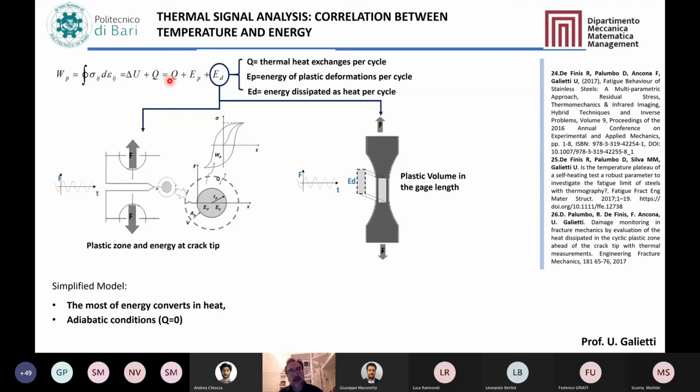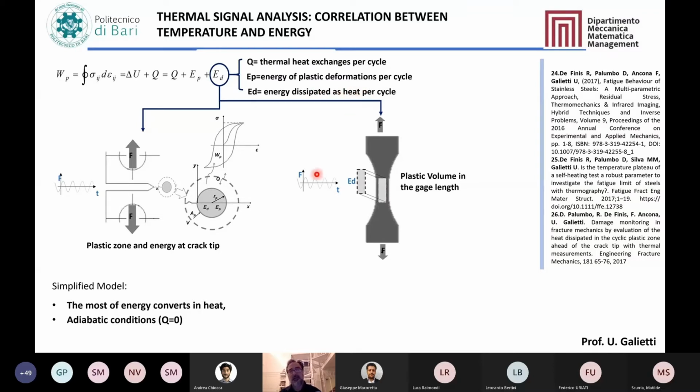The Q is the heat exchange with the environment. So if we have local conditions, we can, or at least we can control this. And then we have two terms. The first term is related to the energy of plastic deformation. The second term is the energy dissipated as heat per cycle.